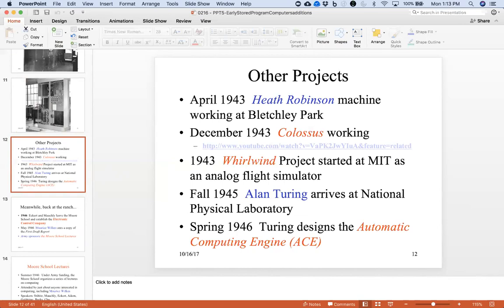Okay, so the thing to understand here is that this one here is the beginning of a flight simulator project at MIT. These are all overlapping with the ENIAC, the invention of a working programmable computer.